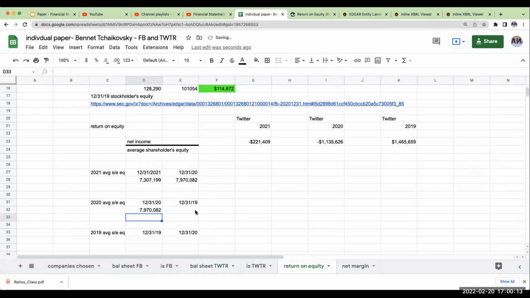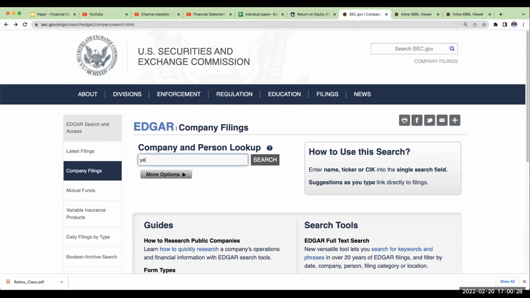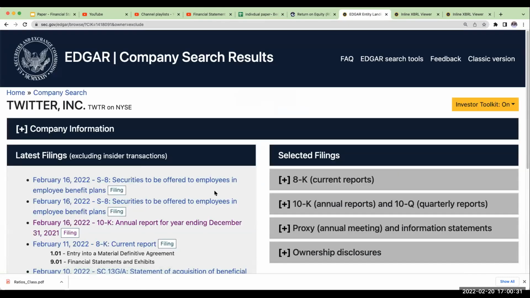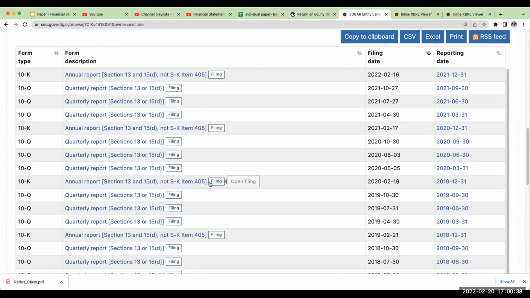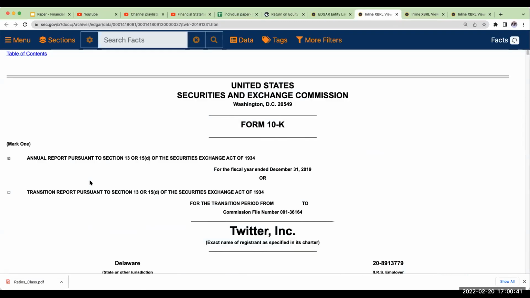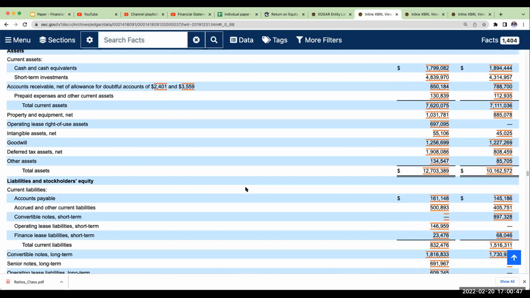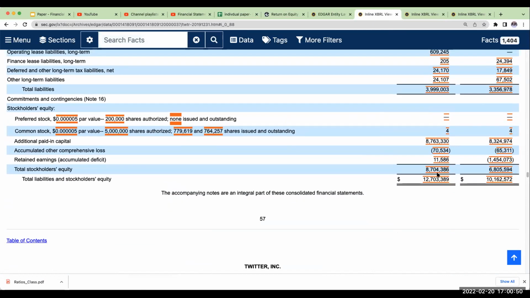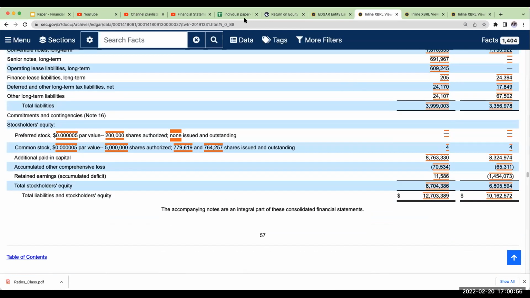So now what we have to do is find the ones from the prior financial statements. So let's go over here to Twitter. For Twitter, I want to go to this annual report here, which is about 2 years back. The reason why is this is going to give me the information that I want in a pretty rapid place. So over here, my total stockholders' equity for 12/31/19 is 8,704,386.